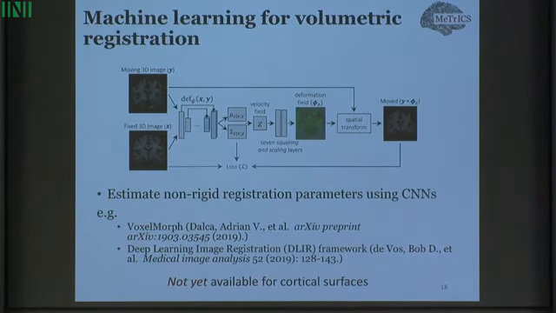Machine learning is already being used for volumetric registration. So here, rather than estimating a pixel-wise segmentation of the data, it's estimating a displacement for each point in the image. This is an example by Adrian Dalca, the VoxelMorph algorithm. So here it uses a variational generative model to estimate a velocity field, and then the novel, what they call scaling and squaring layers, to estimate a diffeomorphism. We've not yet got an application for cortical surfaces, but we are working on it, so watch this space.